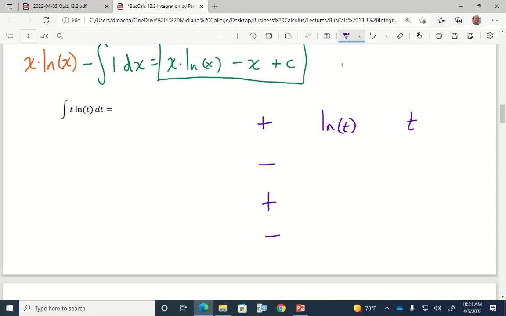So in my first part, I'm going to take the derivative of natural log. And the derivative of natural log is 1 over t, or I could write t to the negative 1 power if I want to. I take that derivative. And then, what's the antiderivative of just t?